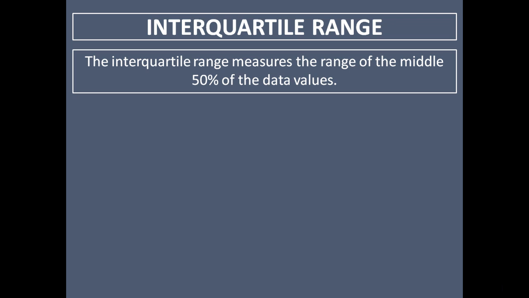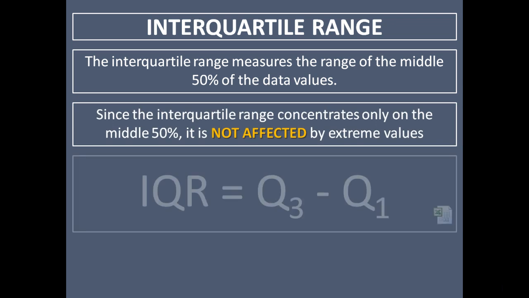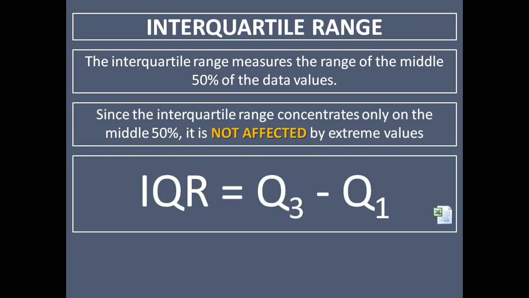With the interquartile range, we're looking at the spread in the middle 50% of our data. So our calculation is simply Q3 minus Q1. So why this isn't affected by those outliers is because we're eliminating the bottom 25% and we're eliminating the top 25%, and we're only looking at that middle 50% of our data. So when we have outliers, the interquartile range negates those.